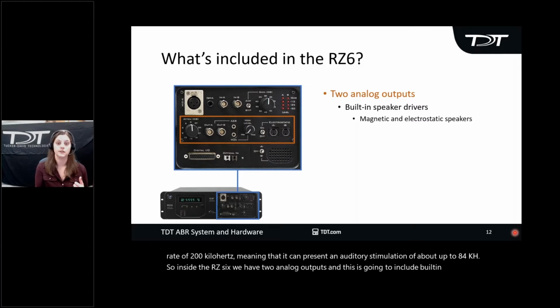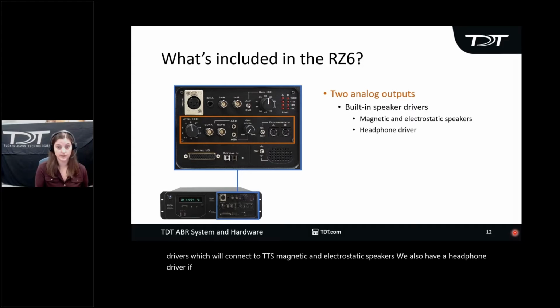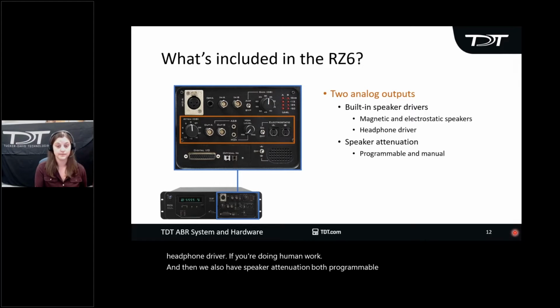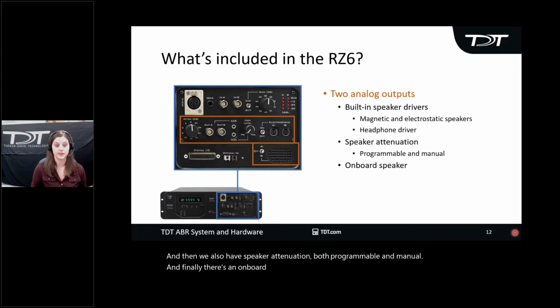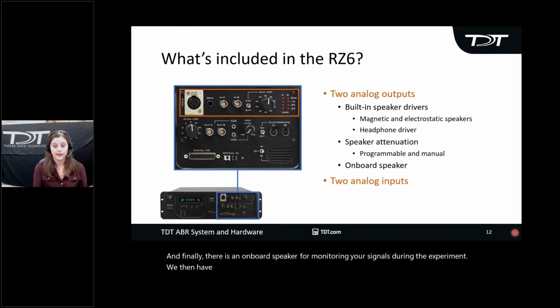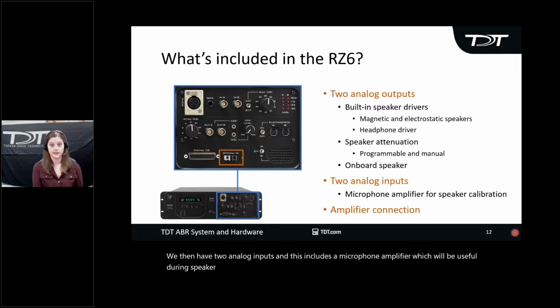and this is going to include built-in speaker drivers, which will connect to TDT's magnetic and electrostatic speakers. We also have a headphone driver if you're doing human work. And then we also have speaker attenuation, both programmable and manual. And then finally, there's an onboard speaker for monitoring your signals during the experiment. We then have two analog inputs, and this includes a microphone amplifier, which will be useful during speaker calibration. And we also have our amplifier connection.